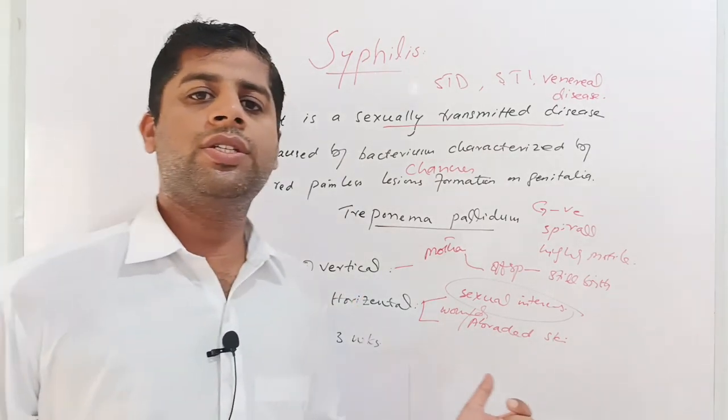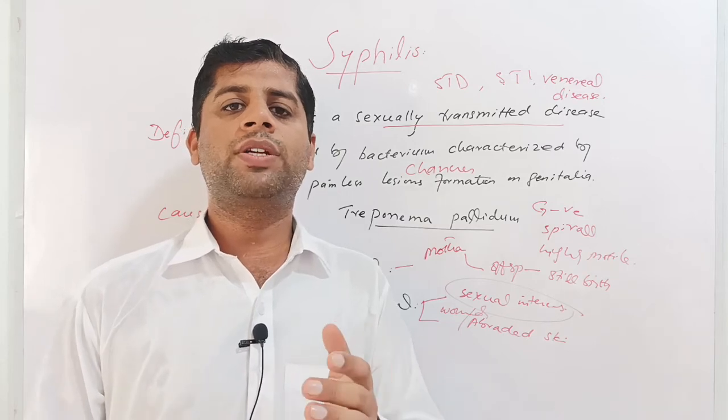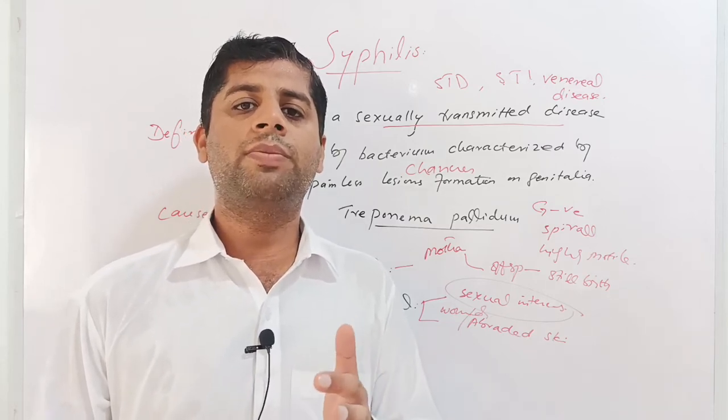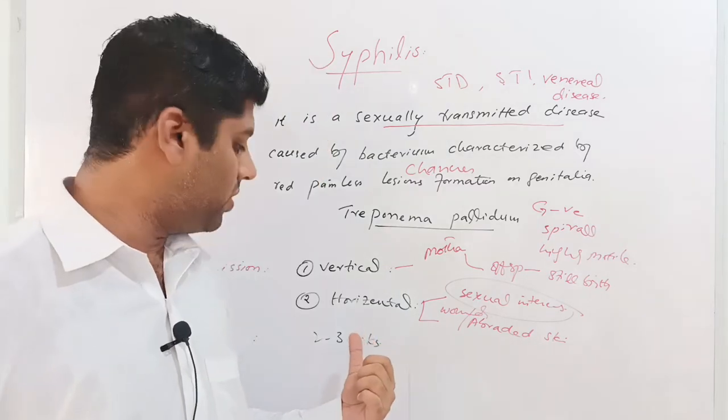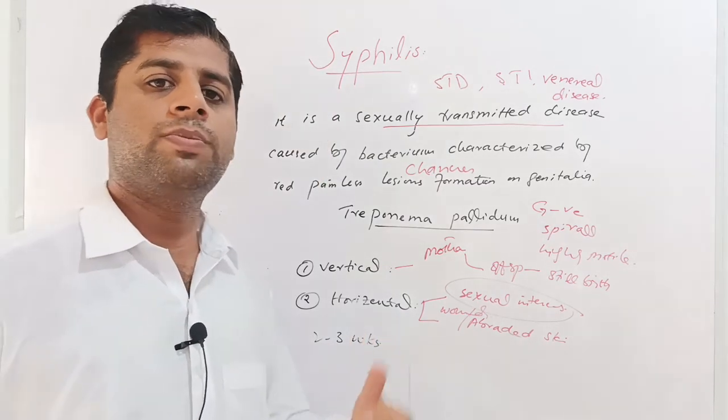The incubation period of the disease is 2 to 3 weeks. It means that when the bacteria penetrates the abraded skin or is transmitted through sexual contact, the onset of infection will occur in 2 to 3 weeks. So this is the incubation period of the disease.